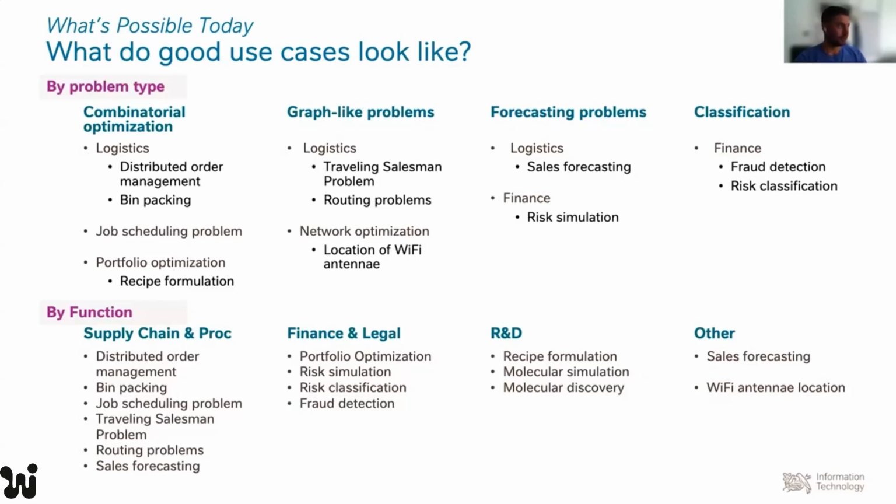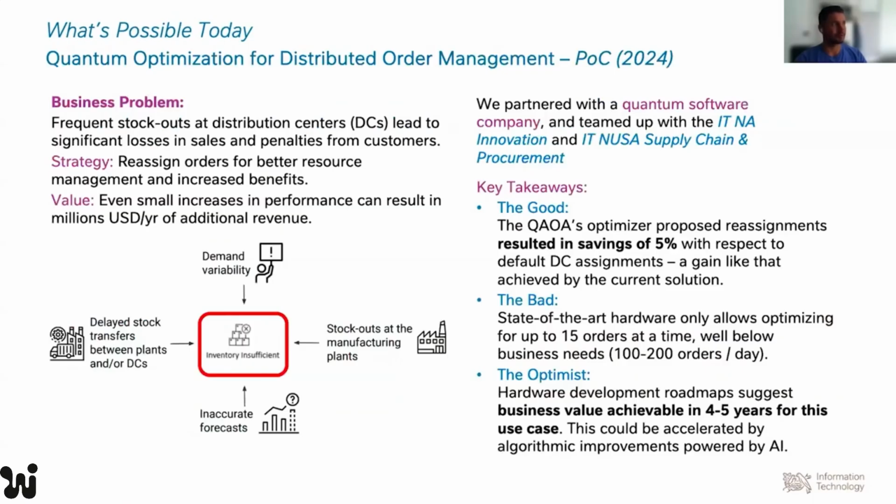By function, we believe that logistics, finance, and R&D are the primary areas where it can be useful. There are probably other adjacent fields, but for now the priority is really logistics, finance, and R&D. The thing that we tried last summer was a process called distributed order management. This is something that Nestle has been doing for decades, but we never tried to solve it with a quantum computer before. We've always tried classical methods, and we have had success so far, but we are never close to the optimal solution. Let me explain what this means.